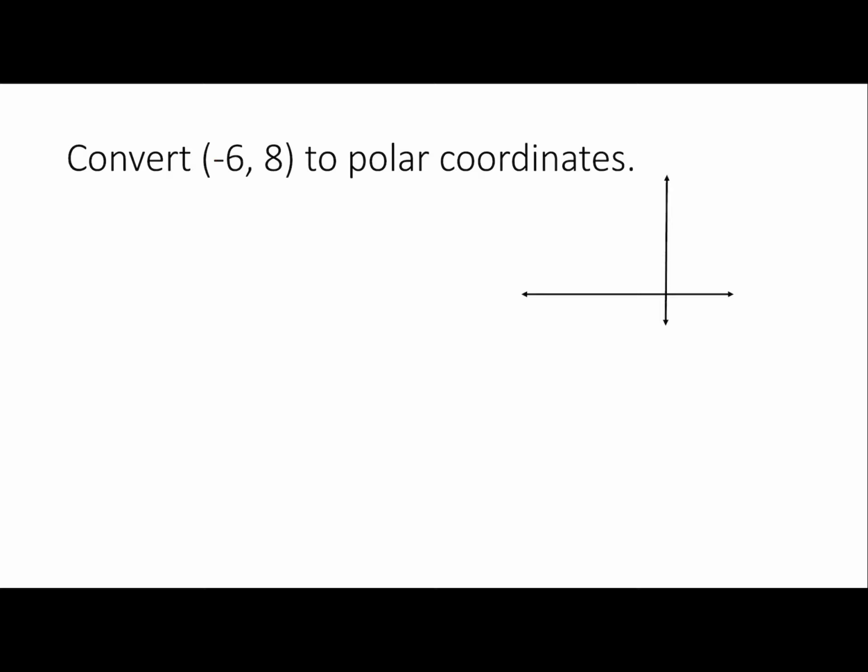All right, finally, let's convert negative 6, 8 to polar coordinates. So if I were at negative 6, positive 8, I need to know what r and theta are. So r is found by taking the square root of negative 6 squared plus 8 squared. And we'll get a 36 and a 64, which gets us 100. The square root of 100 is 10, so r is 10. Now we need to find theta. Theta is going to be the inverse tangent of 8 over negative 6.